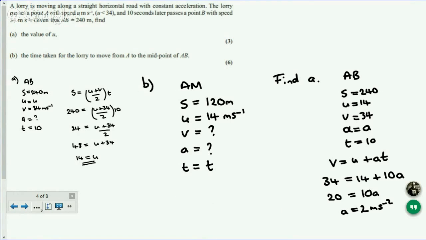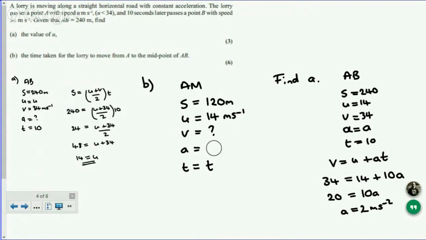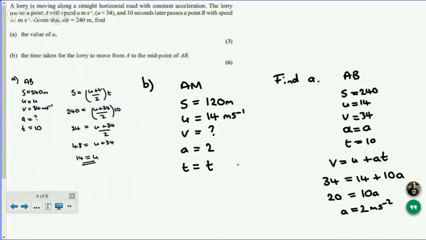So what we can do now, just get my eraser. We can get rid of that, and we now know what it is. Okie dokie. So now we've got S, U, A, and T involved in the question. So that means I'm going to pick, hopefully you got it right, there's my equation, S equals UT plus a half AT squared.